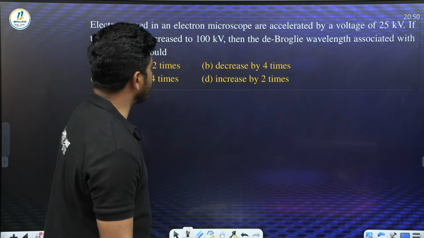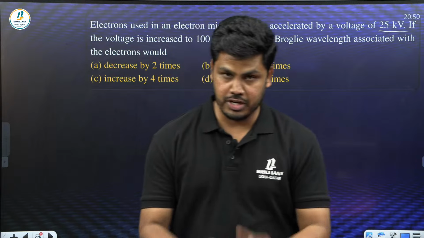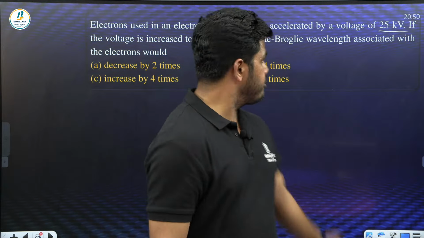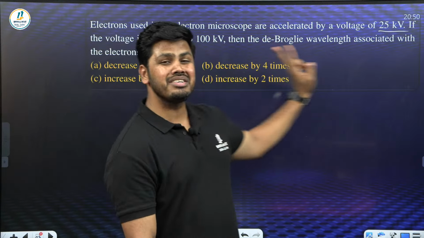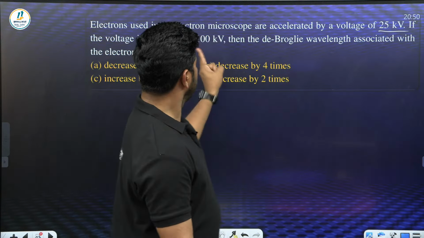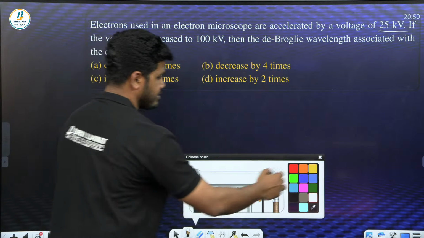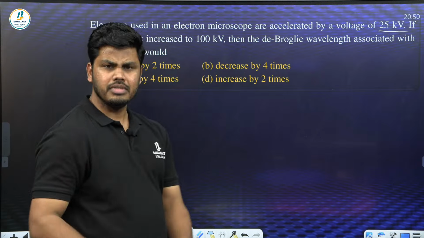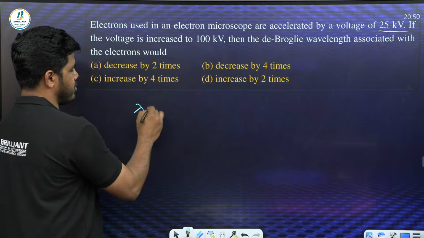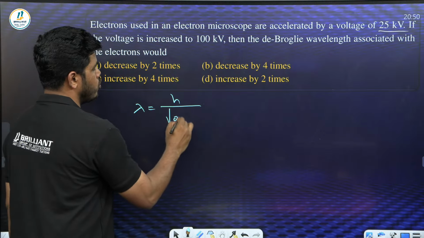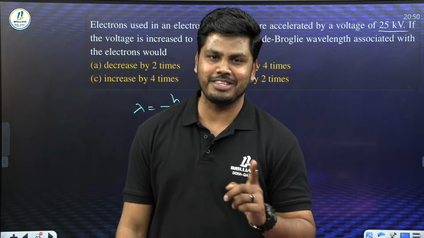Electrons used in an electron microscope are accelerated by a voltage of 25 kilovolt. Accelerating potential is given, right? Accelerating potential 25 kilovolt. If the voltage is increased to 100 kilovolt, then the de Broglie wavelength associated with the electron would... What happens when we change that particular accelerating potential? Here in this case we have to go for the third equation, lambda is equal to h by root of 2mqV. How do you know we have to select this equation? Because the question is talking about accelerating potential.